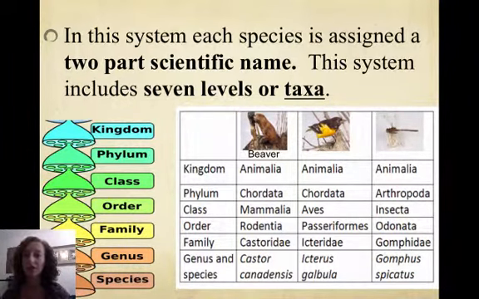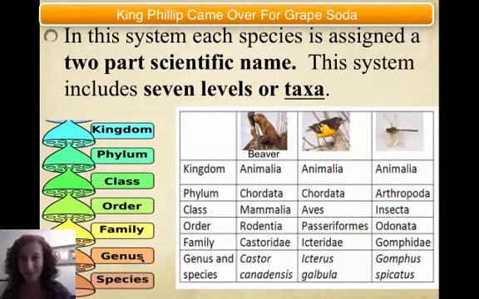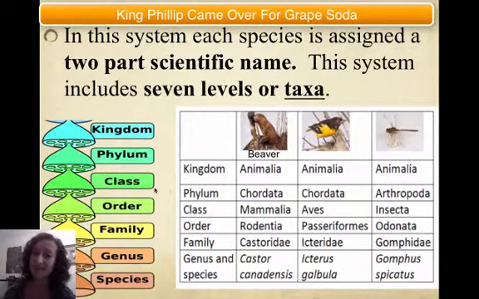This system includes 7 levels, or taxa. These levels are kingdom, phylum, class, order, family, genus, and species. Now the way that I used to remember this in school was King Philip came over for grape soda. I don't know if I would really give King Philip grape soda if he came over, but that's how I remember them.